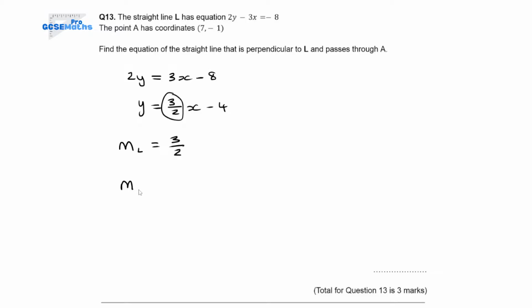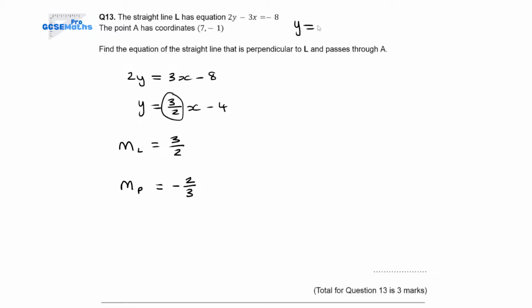Therefore, I can use that to find my perpendicular gradient, which is where we do the negative reciprocal. So it's positive, it will become negative, and then reciprocal. That's why I said leave it as a fraction, because then you can easily flip it. So that's actually the gradient of the line that I want.